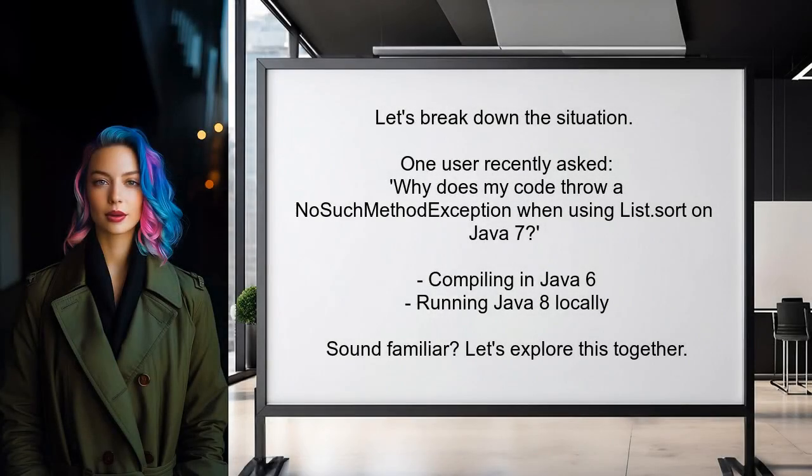Let's break down the situation. One user recently asked, "Why does my code throw a no such method exception when using List.sort on Java 7?" They had their project set to compile in Java 6, but they were running Java 8 on their local machine. Sound familiar? Let's explore this together.